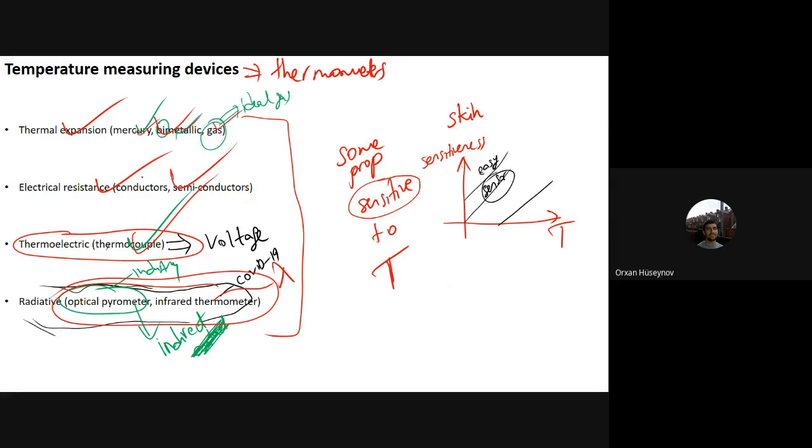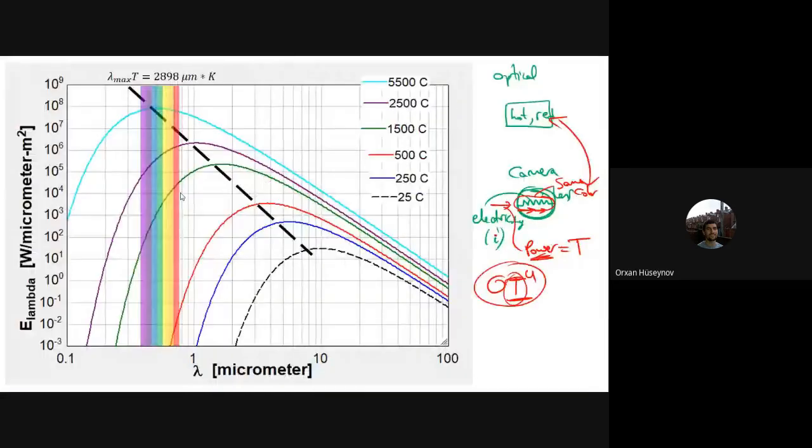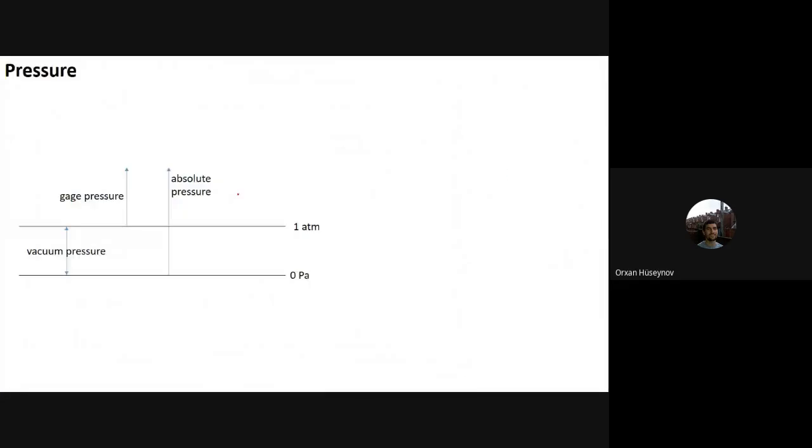You will use gas. So you will use conductors, semiconductors, thermocouple. You will use all of it, and you will find the temperature of the surface. Very good. Now we have finished the temperature measuring devices part, and now comes the pressure, which is the last topic of this first chapter.